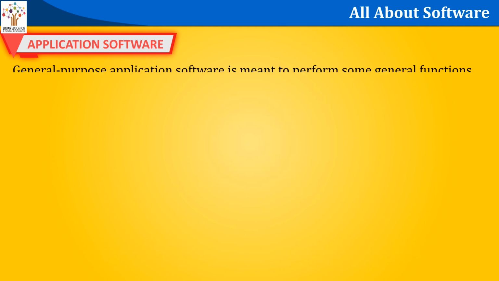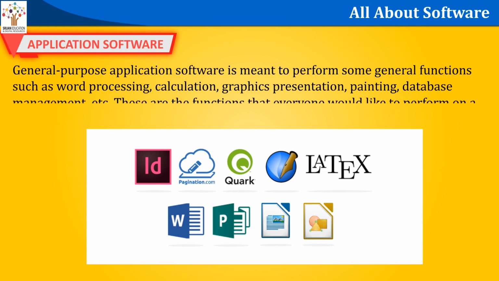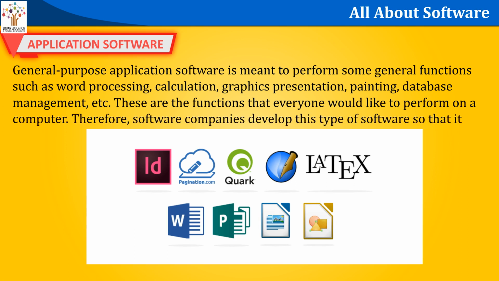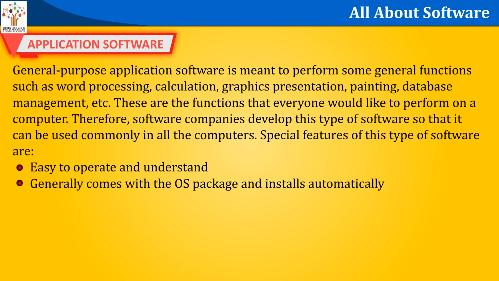General-purpose application software is meant to perform some general functions such as word processing, calculation, graphics presentation, painting, database management, etc. These are the functions that everyone would like to perform on a computer. Therefore, software companies develop this type of software so that it can be used commonly in all the computers. Special features of this type of software are easy to operate and understand, generally comes with the OS package and installs automatically, cheaper cost, no maintenance charges.